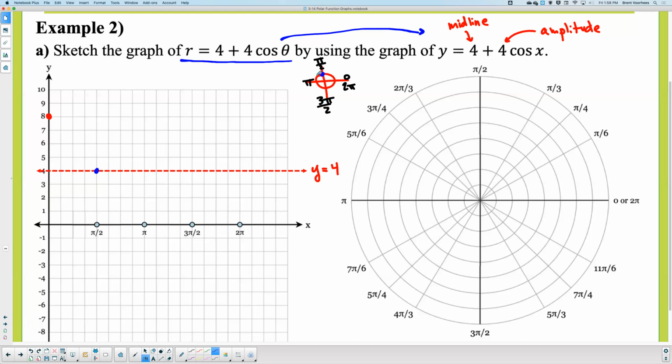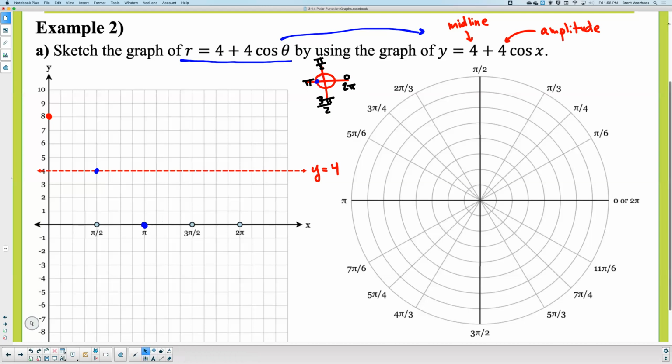Now, what happens when you reach 1 pi on the unit circle for cosine? It's the minimum. So when we get to the minimum here, I now go down 4 units, and I'm going to hit this pi right there on the x-axis, which we're going to see in a minute. It's going to represent the pole.